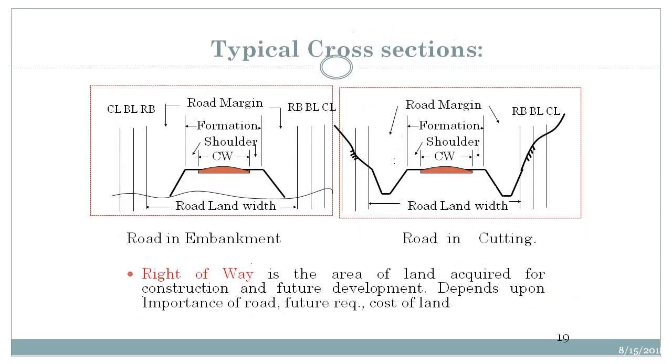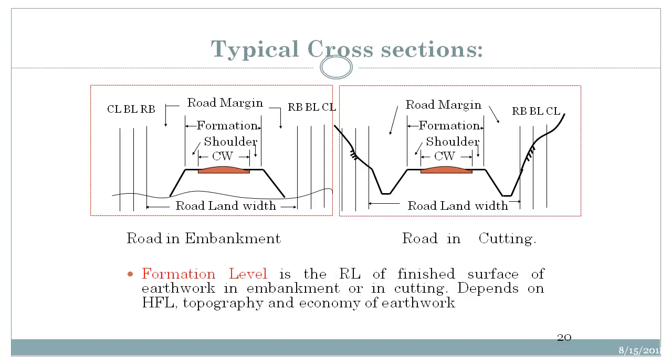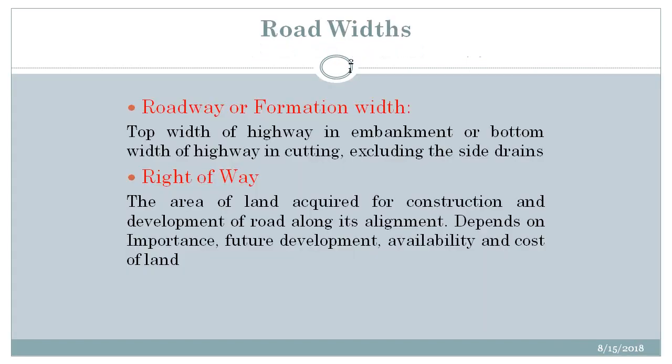Typical cross-section of road is shown in figure. Roadway or formation width: top width of highway in embankment or bottom width of highway in cutting, excluding the side drains. Right of way: the area of land acquired for construction and development of road along its alignment. Depends on importance, future development, availability, and cost of land.